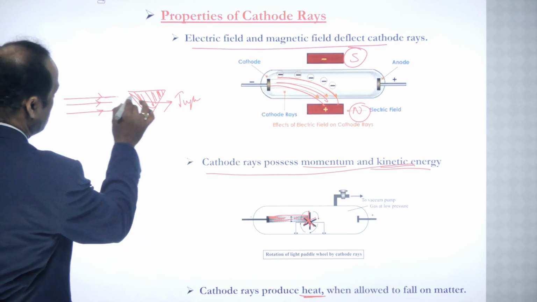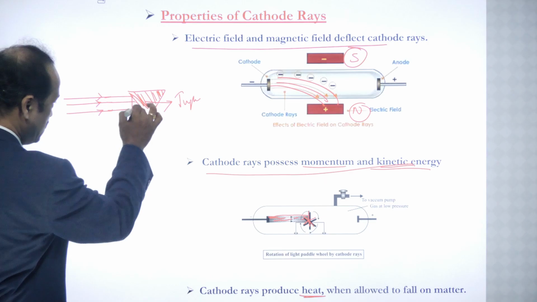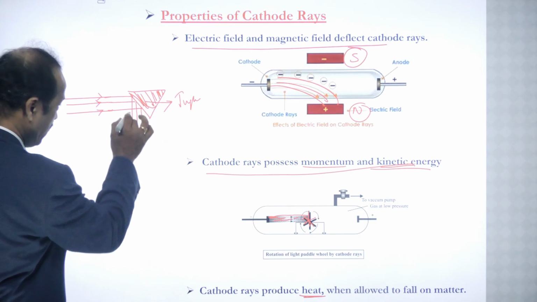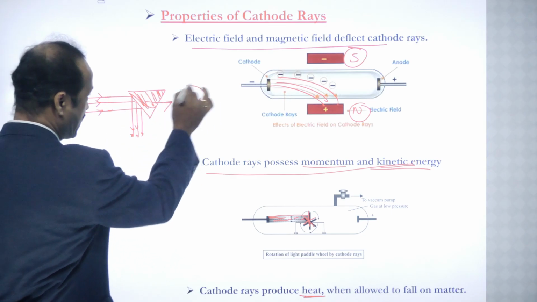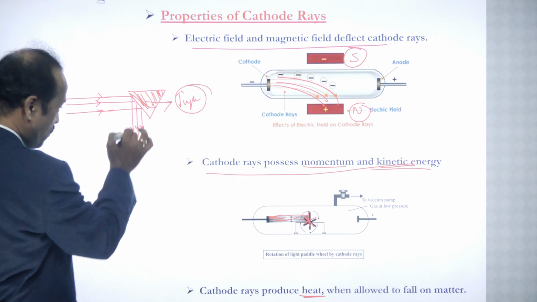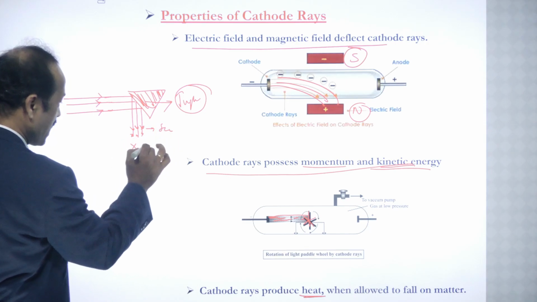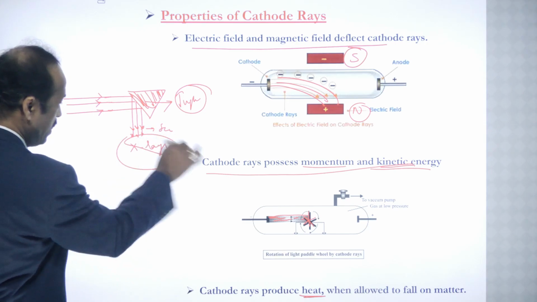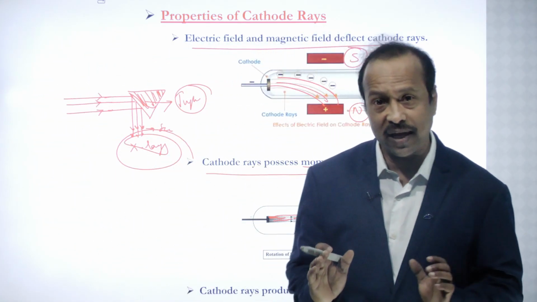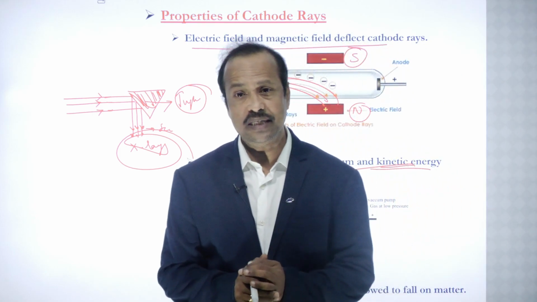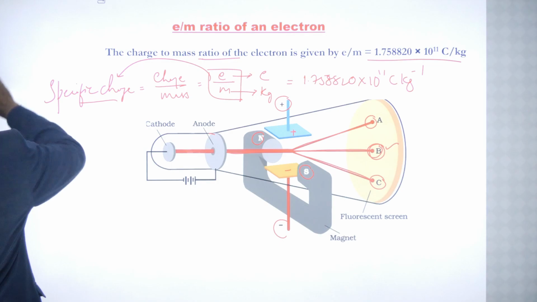Then these cathode rays strike the tungsten, and after striking they are reflected. These are called secondary rays. These secondary rays are nothing but X-rays. So X-rays are produced from the cathode rays. These are the important properties of the cathode rays.